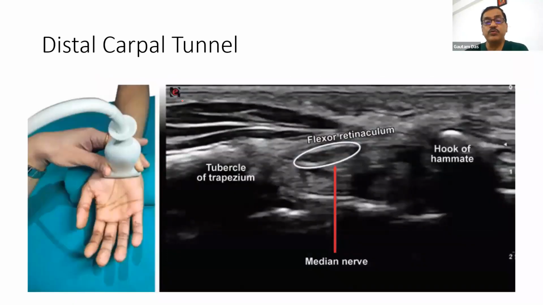Now, when we go to the distal part of the carpal tunnel, as we said, the diameter is smaller. So here on one side we have the trapezium tubercle, on the other side the hook of the hamate. Just above that, we'll have the radial and ulnar artery and nerves by the side of that. And we'll have the median nerve. And again, all the contents of the carpal tunnel will still be here in this distal part of the carpal tunnel.